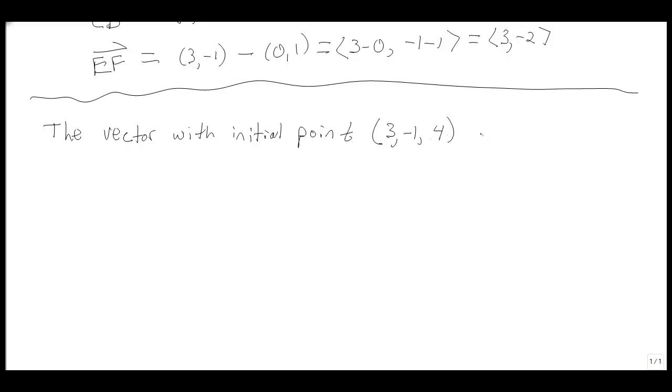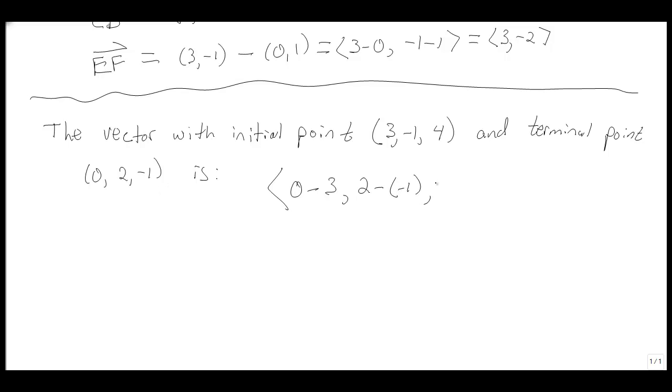Note that's a 3-dimensional point, or a point in 3-dimensional space. And the terminal point, that is the end part of the vector. So initial point is 3, -1, 4, terminal point is 0, 2, -1. This vector is, well, what we do, it's terminal minus initial, component-wise: 0 minus 3, 2 minus -1, and then -1 minus 4. That gives us -3, 3, -5.